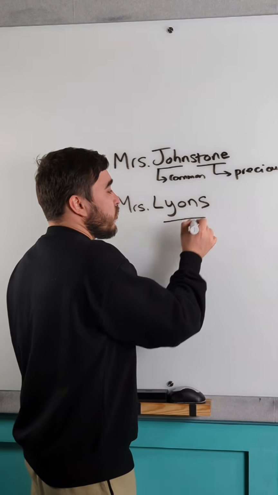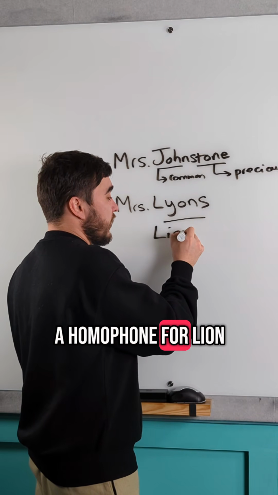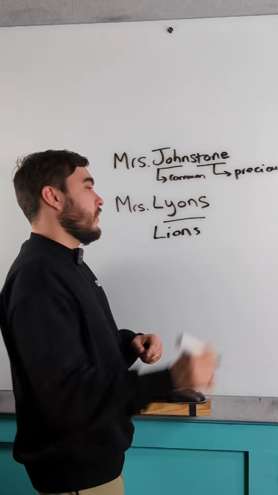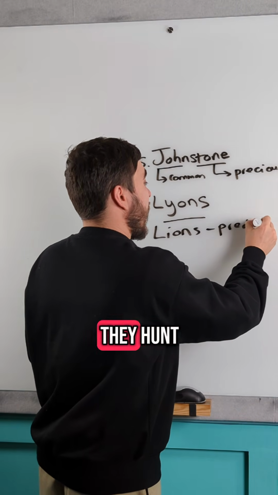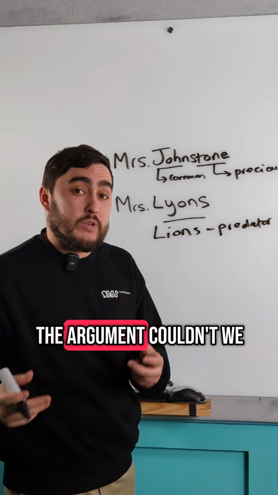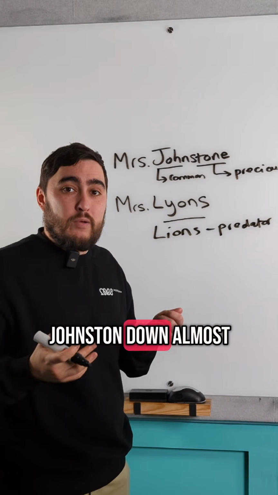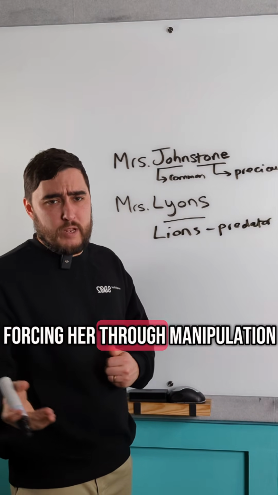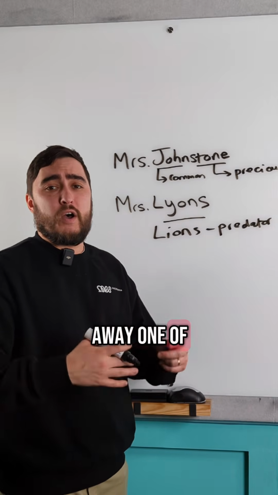Lyons. You'll know that Lyons here is a homophone for lion. Now, what are lions? They are predators. They hunt. We can make the argument, couldn't we, that Mrs. Lyons in some ways hunts Mrs. Johnston down, almost forcing her through manipulation, through coercion, in order to give away one of her children.